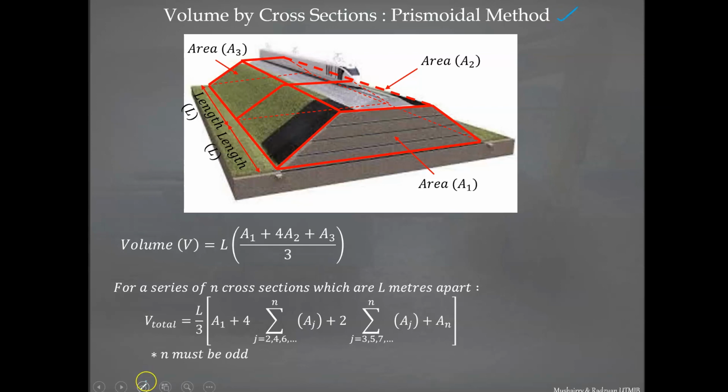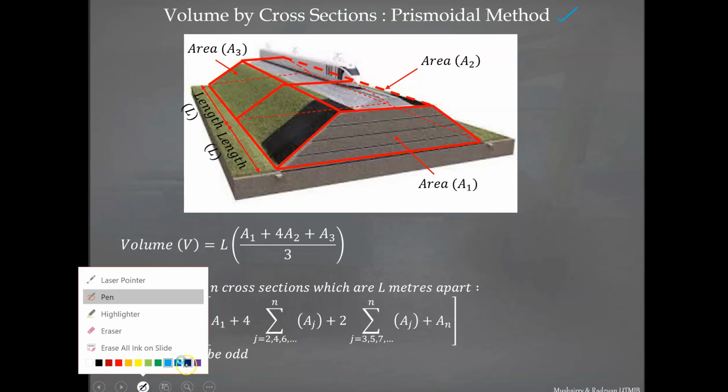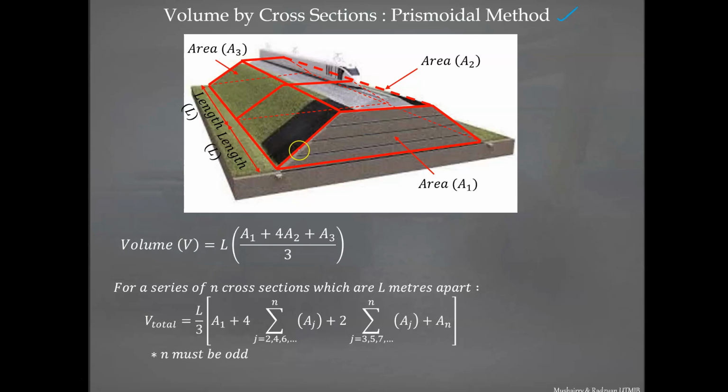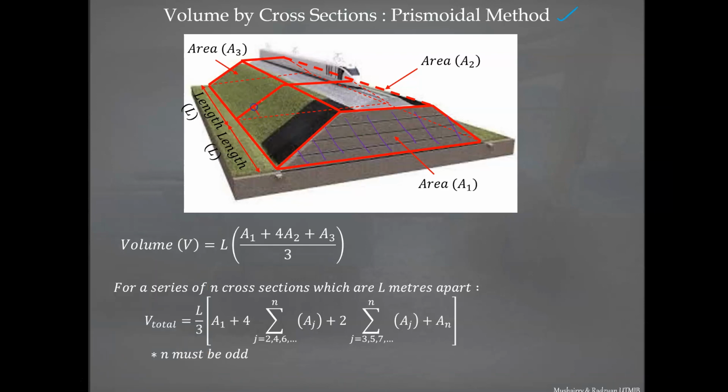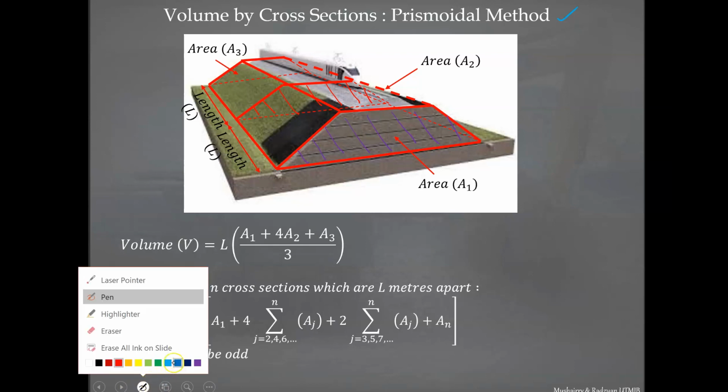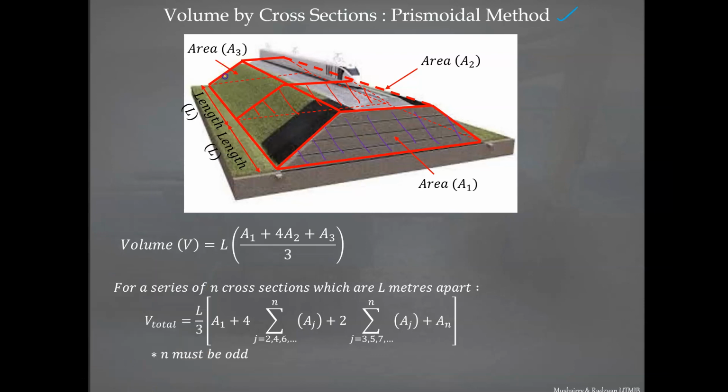the prismoidal method. Okay, so again, we have one cross section there, the first cross section. We have a second cross section which is somewhere midway, which is that one there in this case, and we have one last one at the back, which is that one there. Okay, so we have three cross sections, A1, A2, and A3.